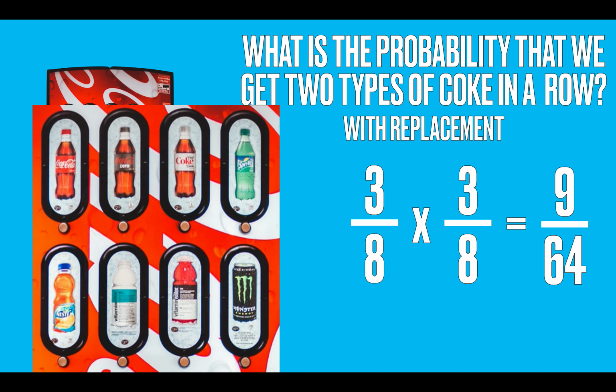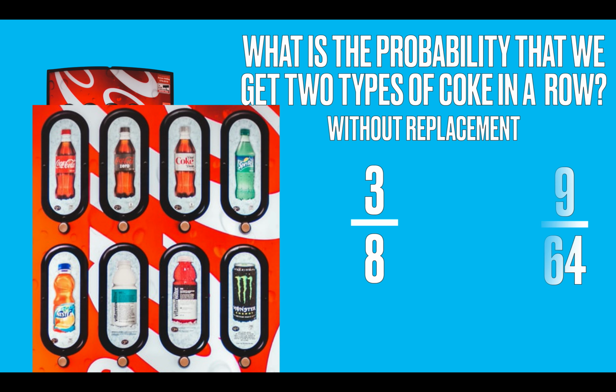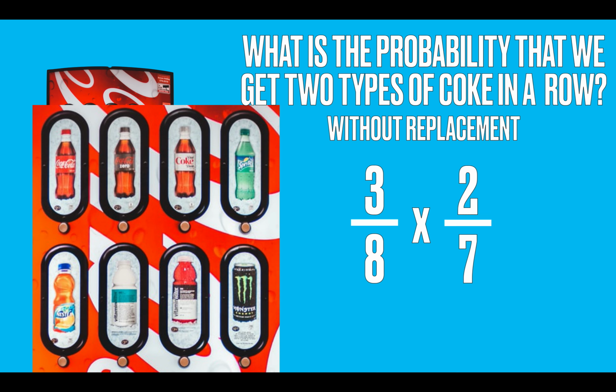Now, what happens though if suddenly there's only one of each beverage left in this vending machine? Well, our first time is still 3 out of 8 because there are 8 different drinks. But then the next time we have one less drink. So if we got a Coke the first time, there's now only 2 Cokes left and there's only 7 drinks. So we do 3/8 times 2/7. 3 times 2 is 6. 8 times 7 is 56, meaning the odds are now 6 out of 56 that we are able to get a Coke 2 times in a row.